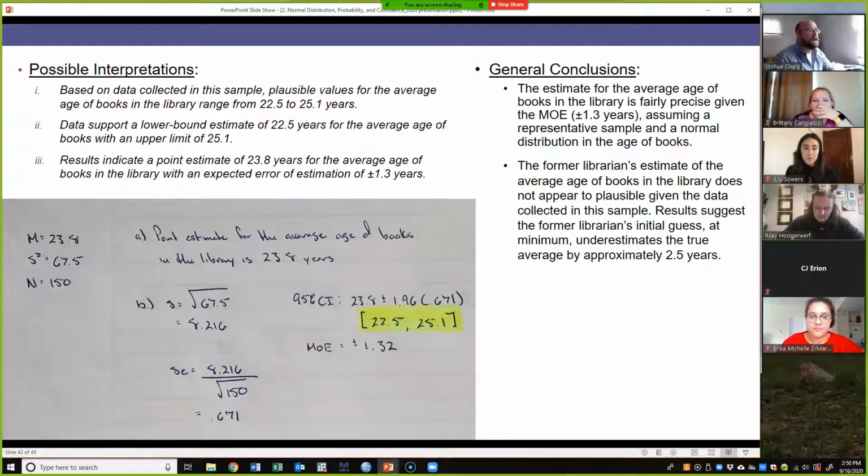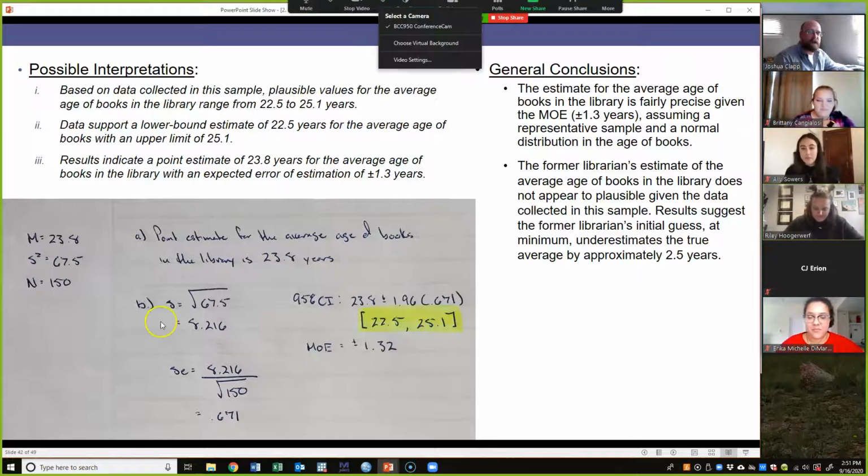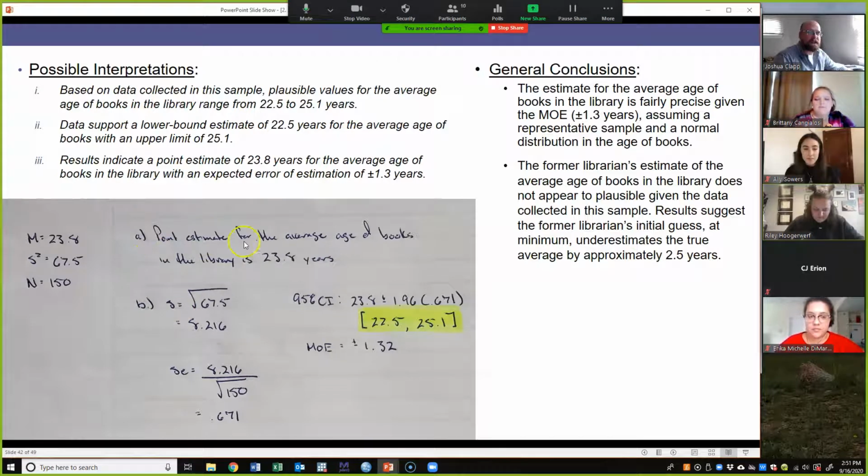So I've gone through and didn't want to take a bunch of time scrolling over my little writing pad and stuff like that. Microsoft Paint is a powerful program, but it did the handwork for you here. So what we found, if we take a look, is a point estimate for the average age of books in the library of 23.8 years. It's just our mean, right?